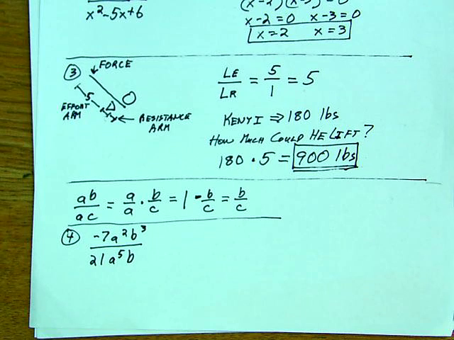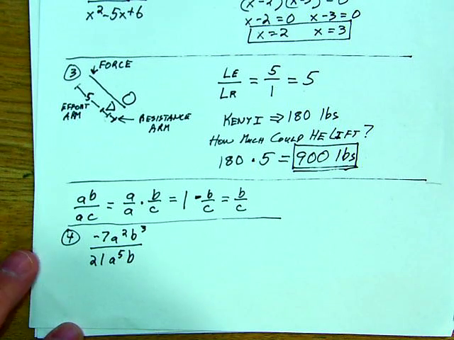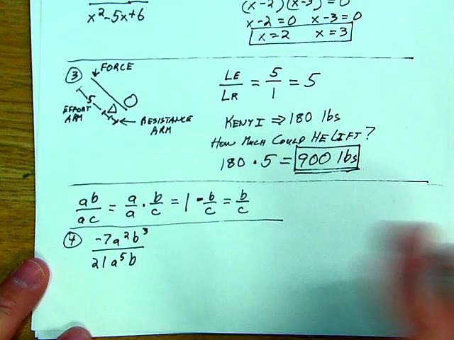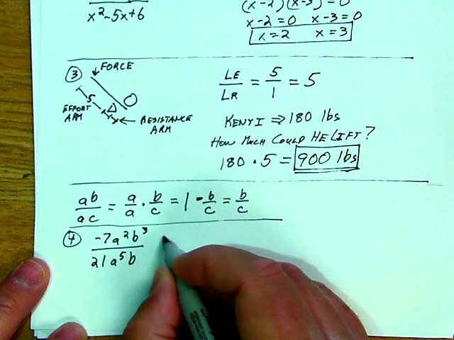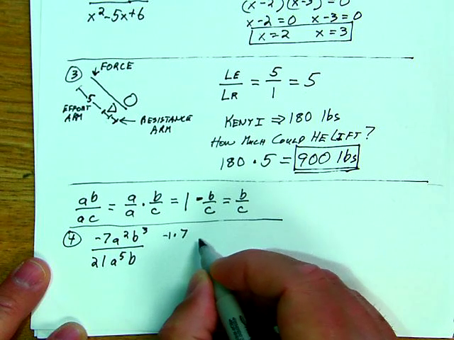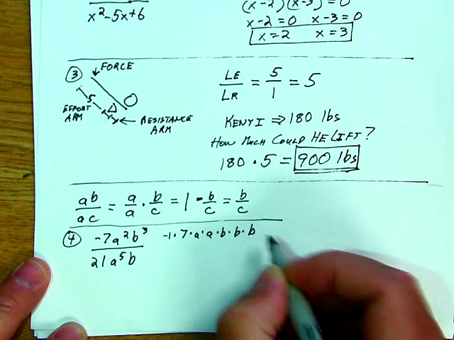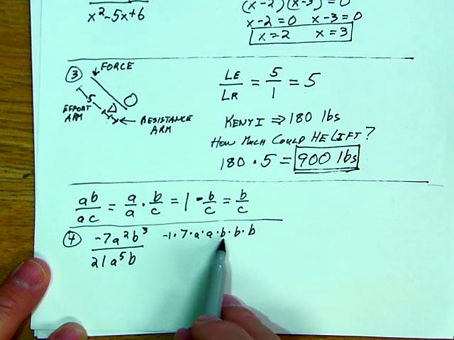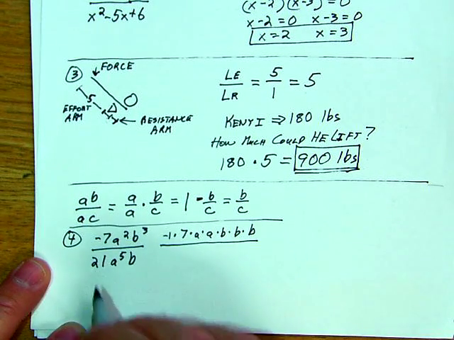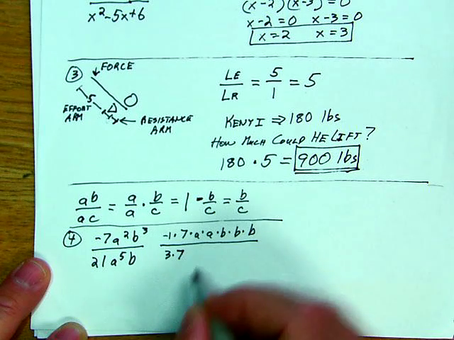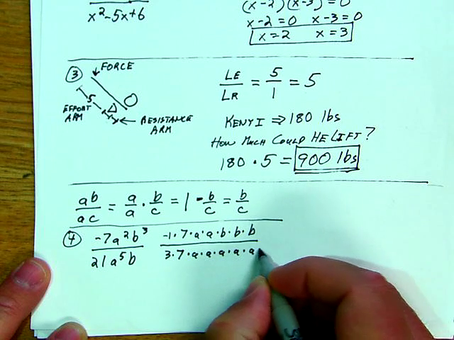In order to simplify this, I can take these two numbers and prime factorize them, and then see what's common between them to get the greatest common factor. The prime factorization of the top is negative 1 times 7 times A times A times B times B times B, and the prime factorization of 21 is 3 times 7 times A, 2, 3, 4, 5, and 1 b.